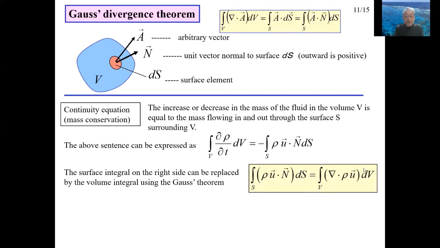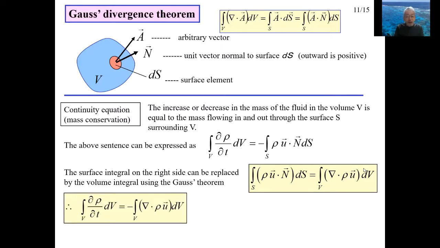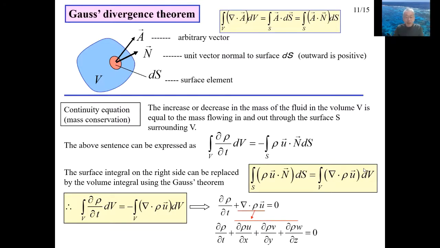As shown in the second yellow frame, the surface integral on the right-hand side can be replaced by the volume integral using the Gauss theorem, where rho u is assigned to the vector A. Substituting the relationship of the yellow frame into the right-hand side of the above equation gives the expression in the third yellow frame. This equation has no restriction on the integral domain. So the integrand satisfies the relationship shown to the right of the arrow. This equation is the equation of continuity. If we express each component without using nabla, it will be the last formula.